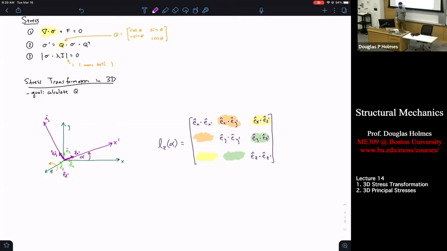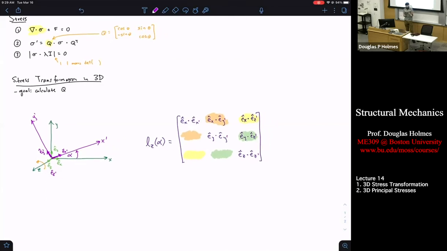Let's do the easiest one first. What's E hat Z dot into E hat Z prime? You have probably 2 reasonable guesses, in case you can't remember. E hat Z and E hat Z prime lie on top of each other. If you dot 2 vectors into each other like that, you get 1. You might have been thinking 0. That's when they're orthogonal to each other.